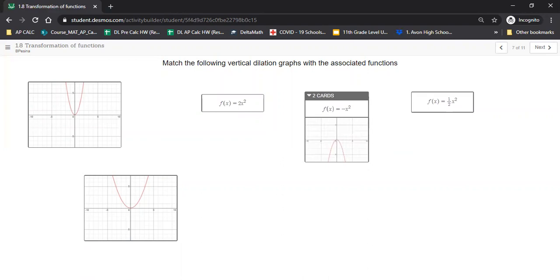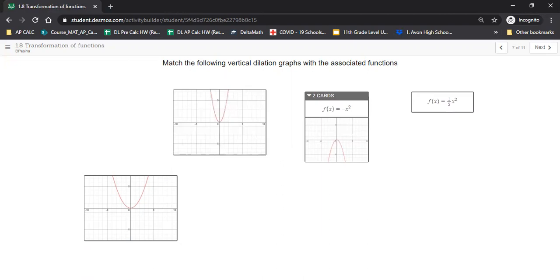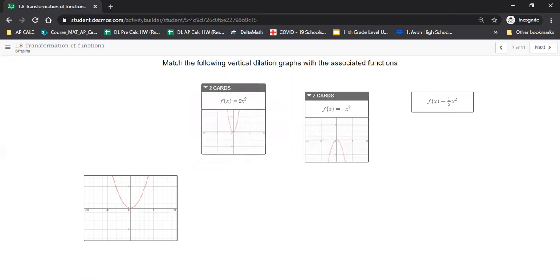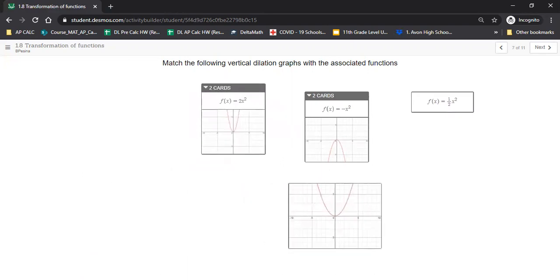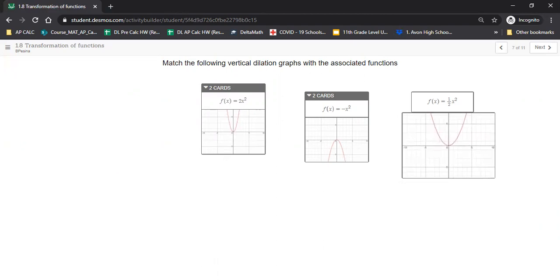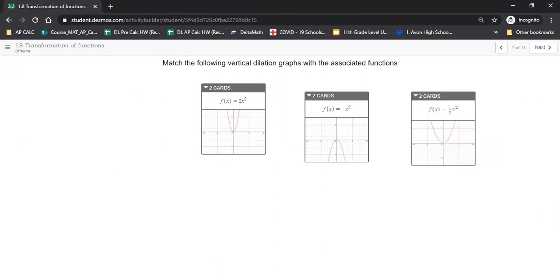Okay, here are the tougher ones. But I need you to remember that when the a, the number in front of the x squared, is bigger than 1, it's a vertical stretch, meaning it gets closer and closer to the y-axis. Therefore, when it is between 0 and 1, it is stretching horizontally or compressing vertically, meaning it's making it closer to the x-axis.